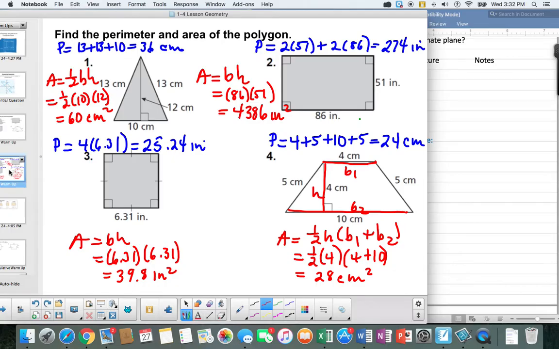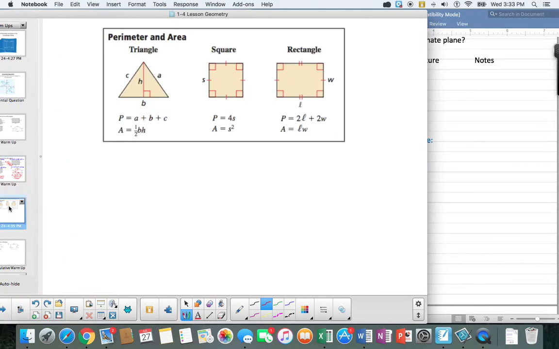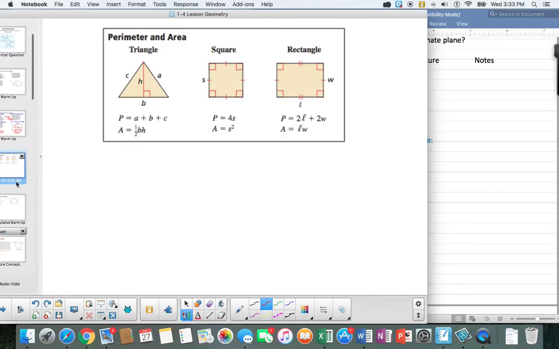Here are the answers. Perimeter is about adding up all of the sides. And area, depending on the figure, has a specific formula: triangles, rectangle, square, and trapezoid. This screen has the basic formulas for perimeter and area of these three kinds of figures.